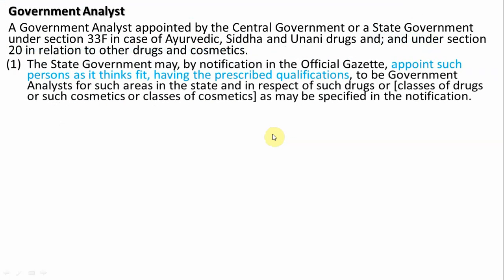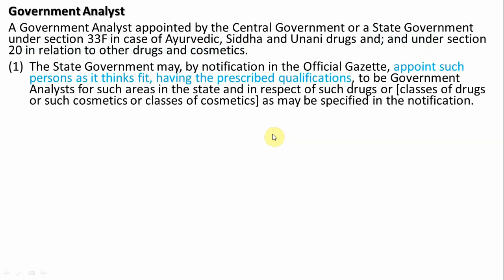Next, the government analyst. A government analyst is appointed by the central government or state government under section 33F in case of Ayurvedic, Siddha and Unani drugs, and under section 20 in relation to other drugs and cosmetics. The state government may, by notification in the official gazette, appoint such a person as it thinks fit and having the prescribed qualification to be the government analyst for such areas in the state and in respect of such drugs as may be specified in the notification.